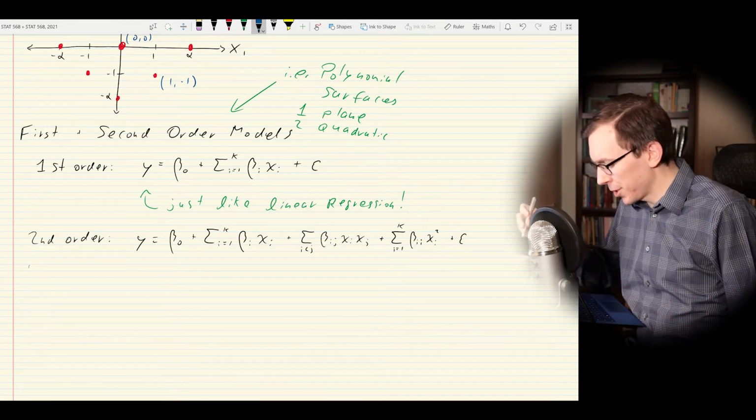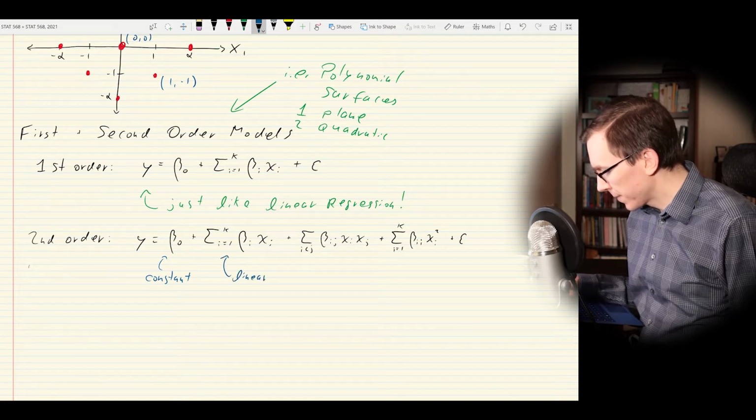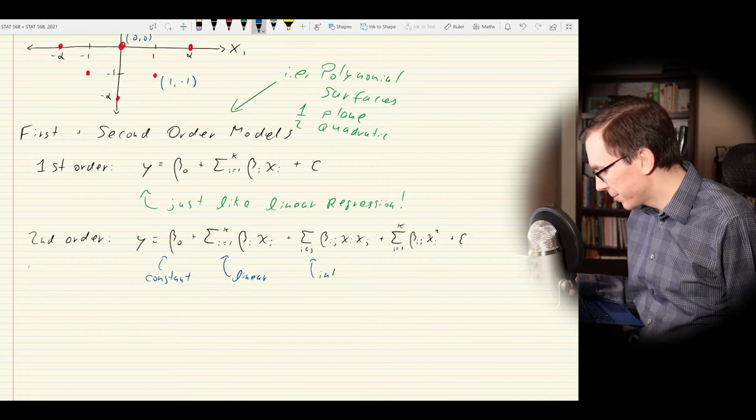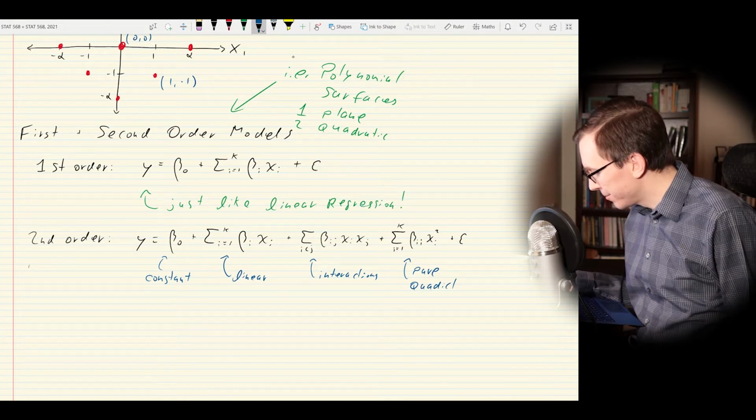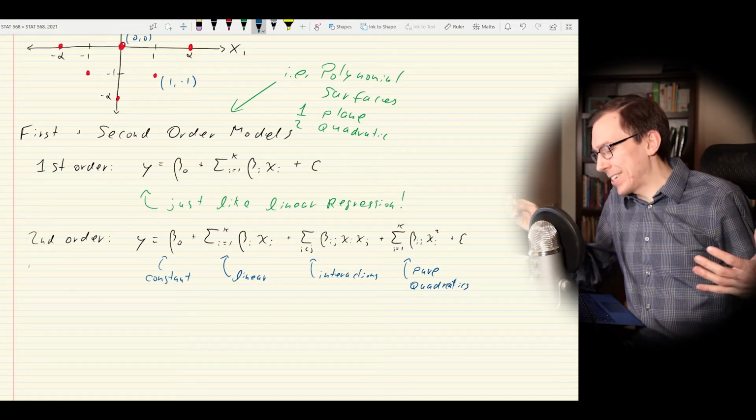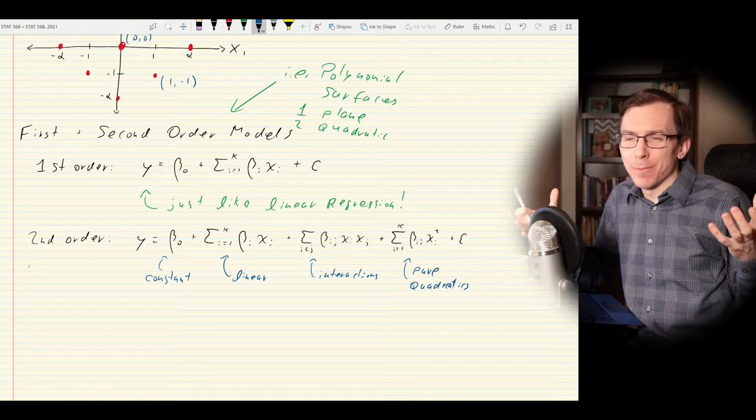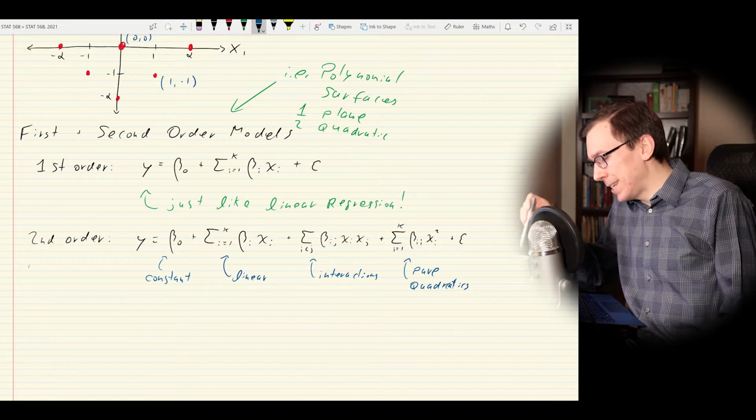So we have a couple different things going on here. We've got the constant intercept piece. We've got the linear piece. We've got interactions. And these are sometimes referred to as pure quadratics. So yeah, the interactions are technically kind of quadratic in the sense that you're multiplying two variables together, but they are treated statistically a little bit differently than the pure quadratics, which are these x squared terms.